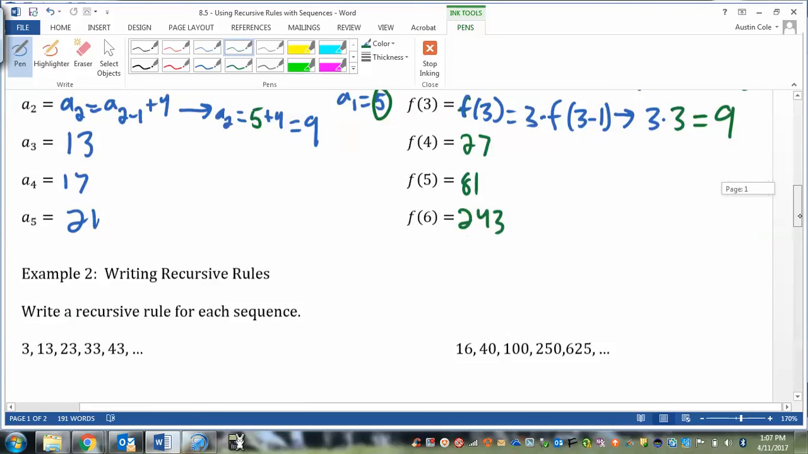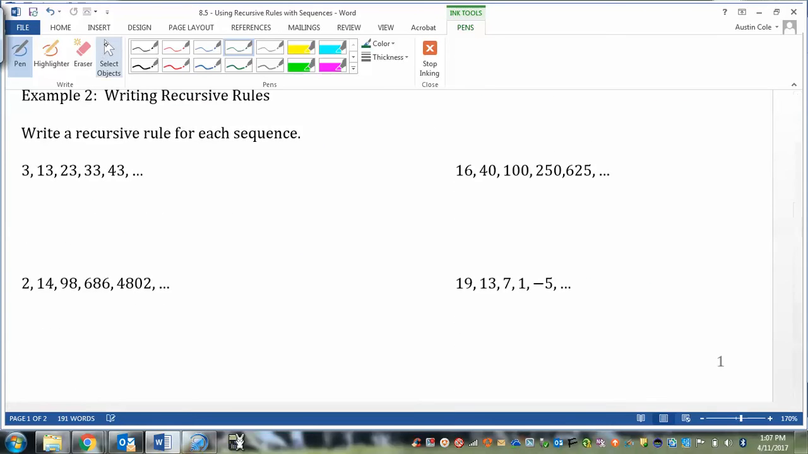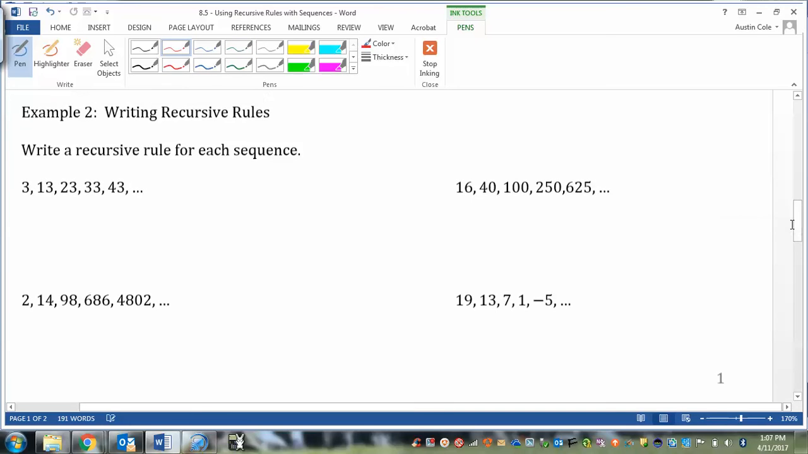Okay, bottom of this page, it says now we're going to write a rule. Well, we're going to use those equations that we had up at the top. First thing is, is this going to be arithmetic or geometric? Arithmetic. If I look here, I'm going up by how much every time, Tristan? 10. I'm going up by 10, right?